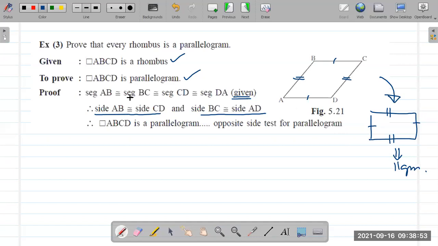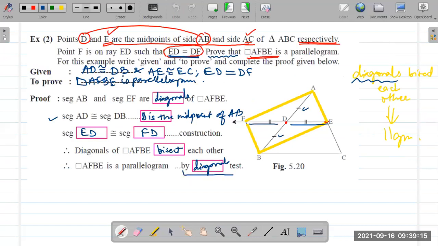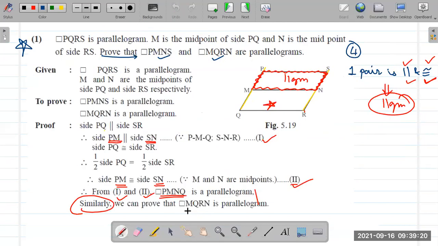Okay. So all the sides, they are equal because it's a rhombus, but we are grouping them to show that the opposite sides are congruent. Since the opposite sides are congruent, this is a parallelogram. And the reason: opposite side test of parallelogram. Be very careful with the property and the reasoning also. Like in the earlier one, what was the reason? It was the diagonal test. Before this, what was the reason? It was this test: if one pair is parallel and congruent, then it's a parallelogram. All right.